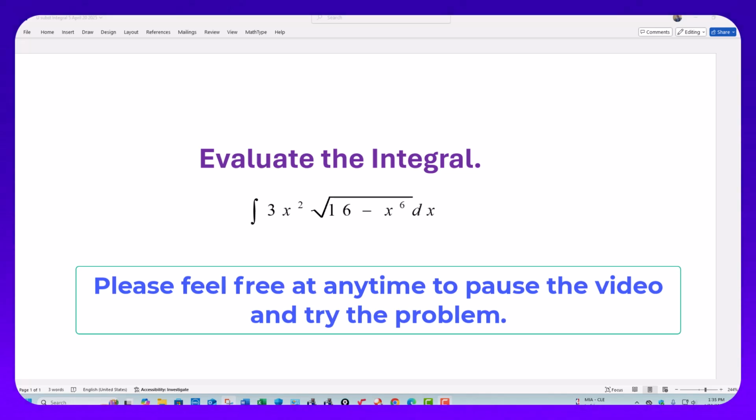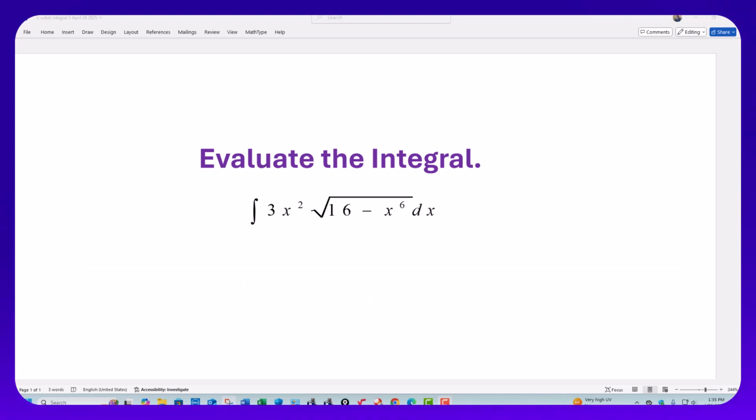In this video, we're going to evaluate the integral of 3x squared multiplied by the square root of 16 minus x to the 6. This integration is going to involve, at least the way I'm going to do it, a trig substitution. You can probably do it without introducing a u-substitution, but just to make it more clear, I'm going to use a u-substitution to set it up.